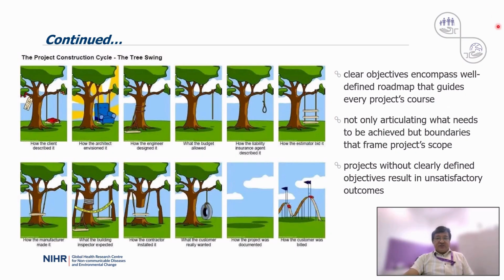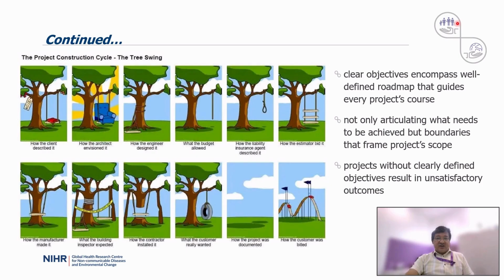Additionally, this principle involves not only articulating what needs to be achieved, but outlining the boundaries and expectations that frame the project's scope. By having a clear grasp of the project's purpose and the desired result, the project team can coherently align their actions and decisions. A well-defined scope outlines the boundaries of the project, what will be included in the project, and what will not be included.